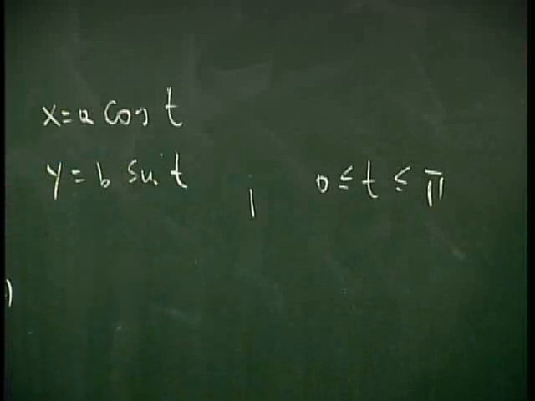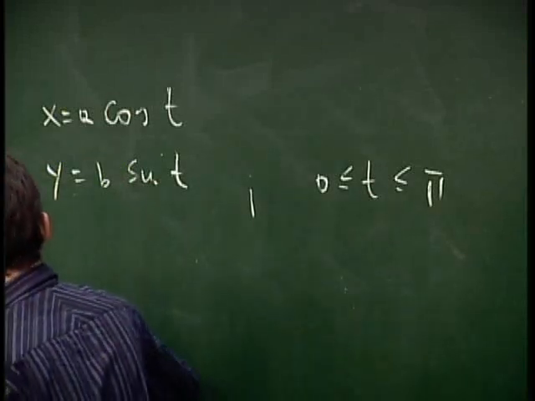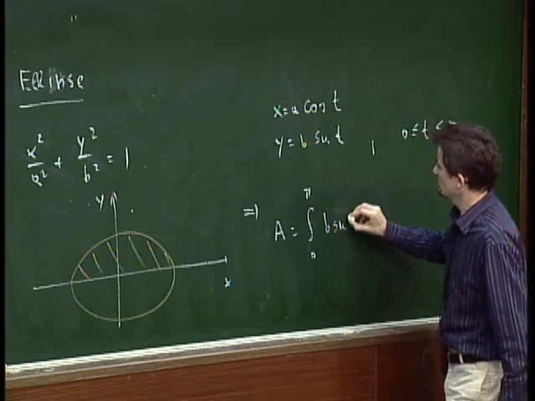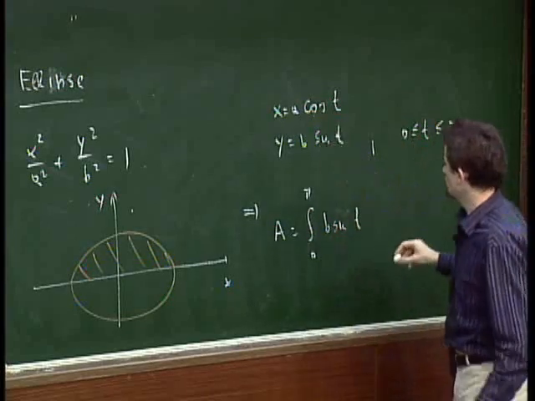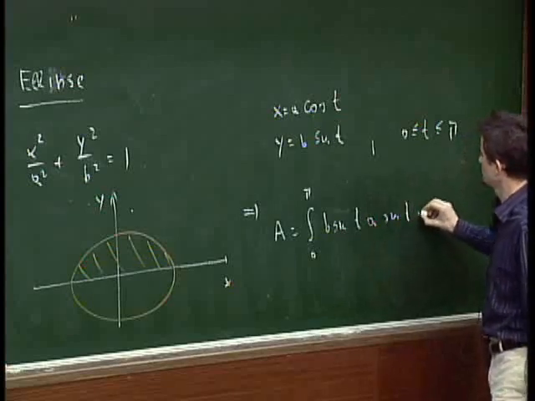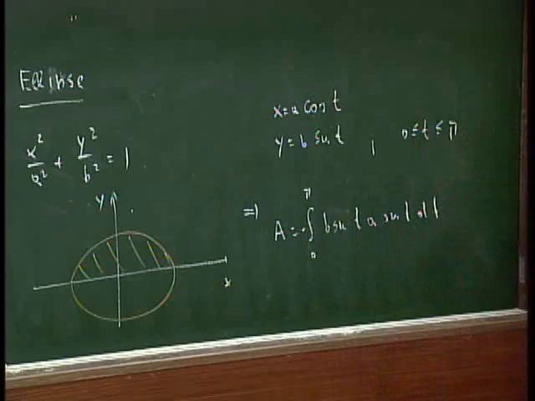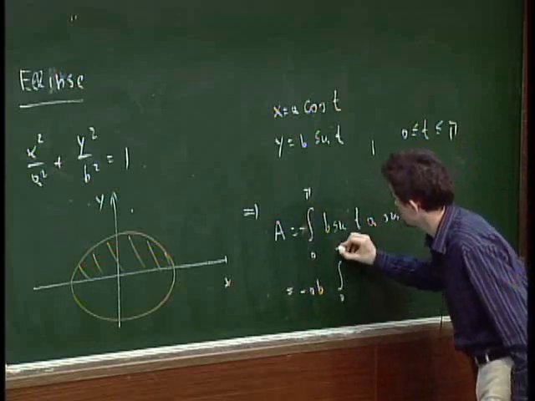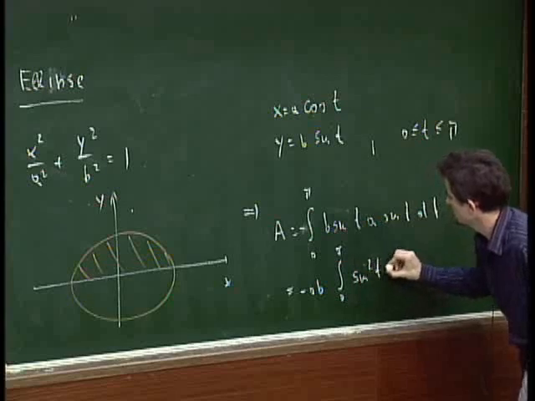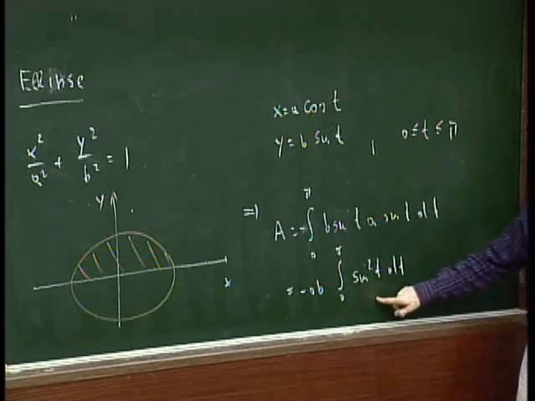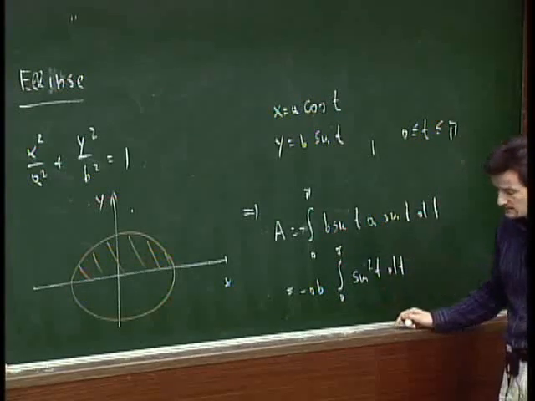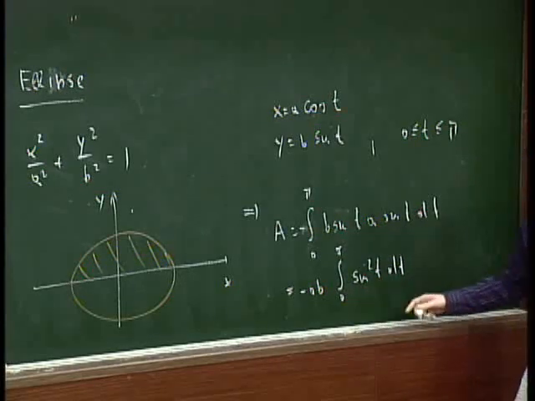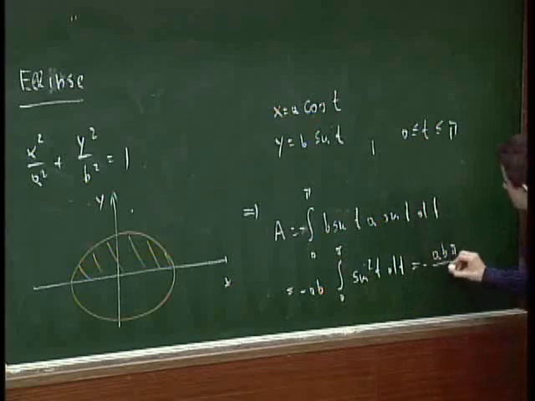If you have written the problem in this form, you just plug it into the formula. So the area will be, you integrate over the range of the parameter from 0 to pi. You have b times sine of t, and here you have a times minus sine of t dt. This would be minus ab integral from 0 to pi sine square of t dt. Now we know that if you take this integral and add the same integral with the sine replaced by the cosine, you get pi, and both of them have the same size, so this is pi half. So you will have minus ab times pi half.